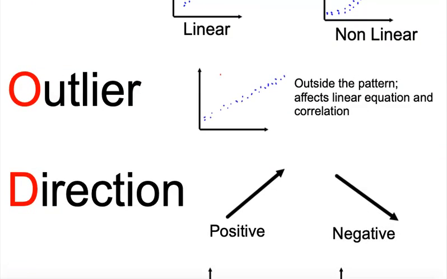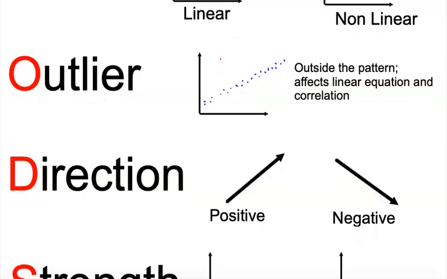Outlier. If you see the blue dots here, we have a bunch of dots that are kind of together, so go ahead and put those on your graph. And then we have a single dot that's far away from the rest of the dots. That's going to be our outlier. It just means that we're outside the normal pattern. It affects linear equations. It affects our correlation coefficient if we have an outlier.